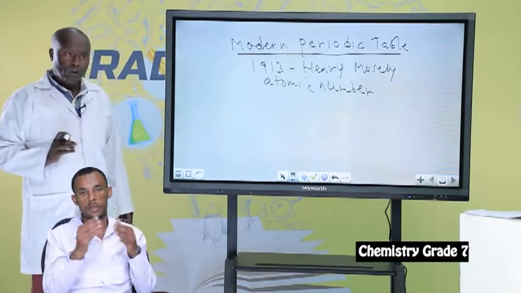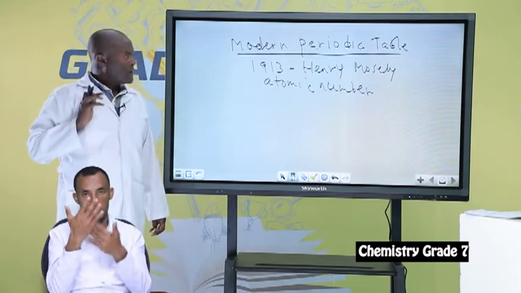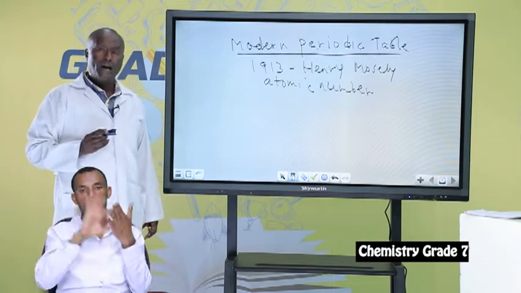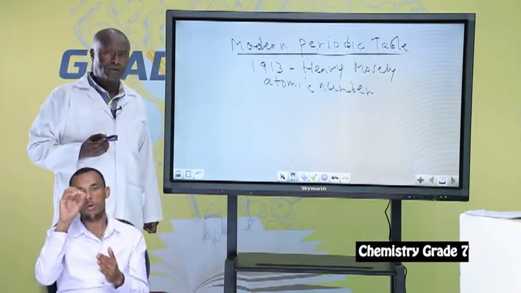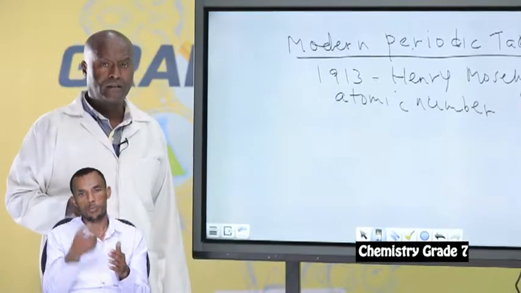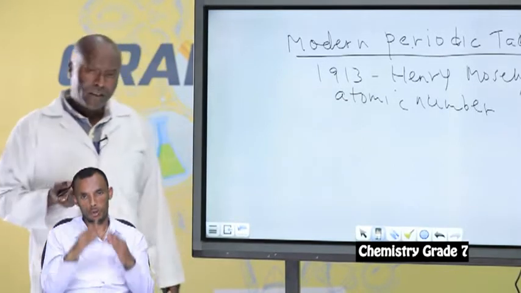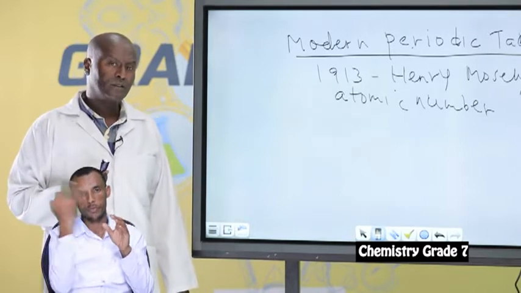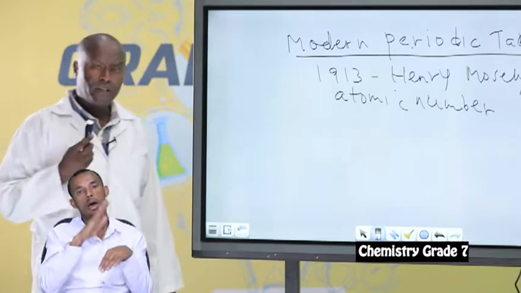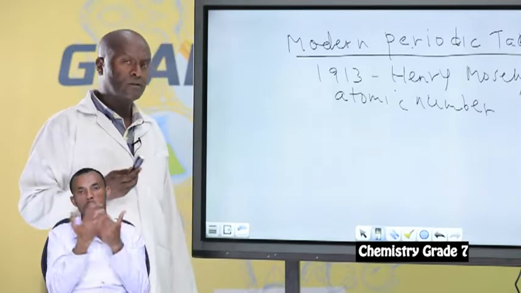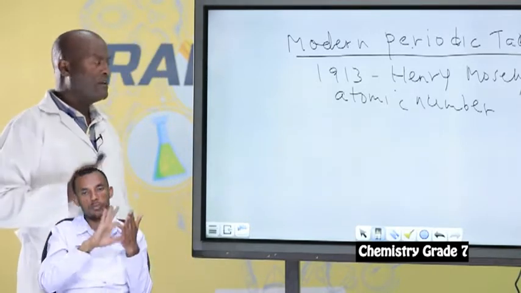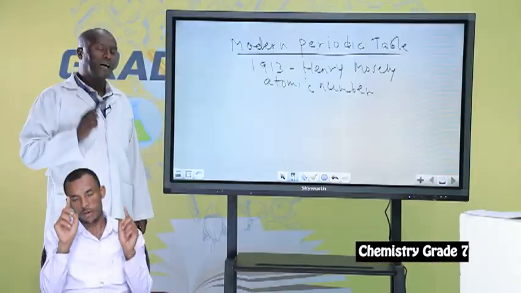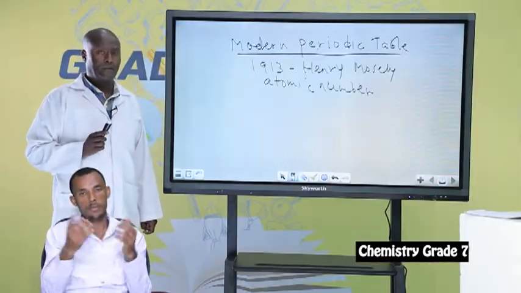Students, in Unit 4, we have learned about atomic number. What is atomic number? Atomic number is the number of protons present in the nucleus of an atom. Each element has its own atomic number. The atomic number of one element is different from the atomic number of another element.